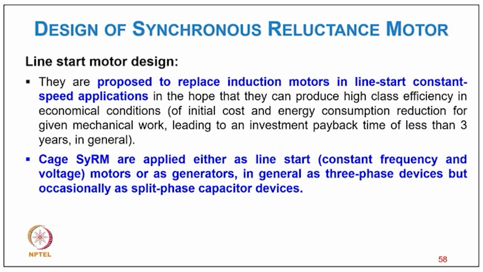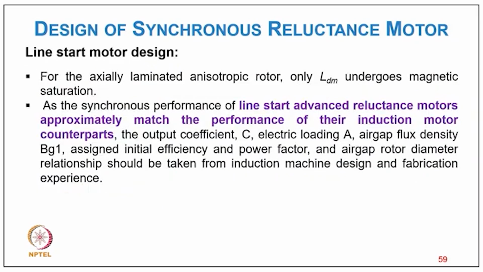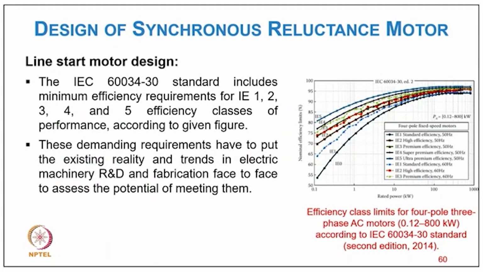And cage synchronous reluctance motors are applied either as line start constant frequency and voltage motors or as generators, in general 3-phase devices, but occasionally as a split phase capacitor device. So, for the axially laminated anisotropic rotor, only LDM undergoes magnetic saturation. As the synchronous performance of line start advanced reluctance motors approximately matches the performance of their induction motor counterpart, the output coefficient, electrical loading, air gap flux density, aside from initial efficiency and power factor, and the air gap rotor diameter relations will be taken from induction machine design and fabrication experience.